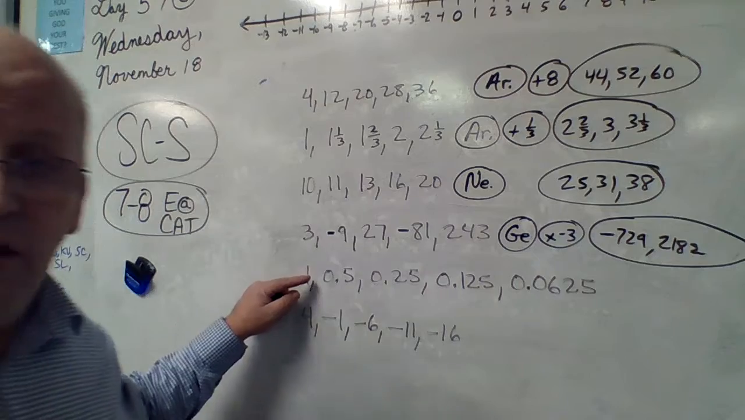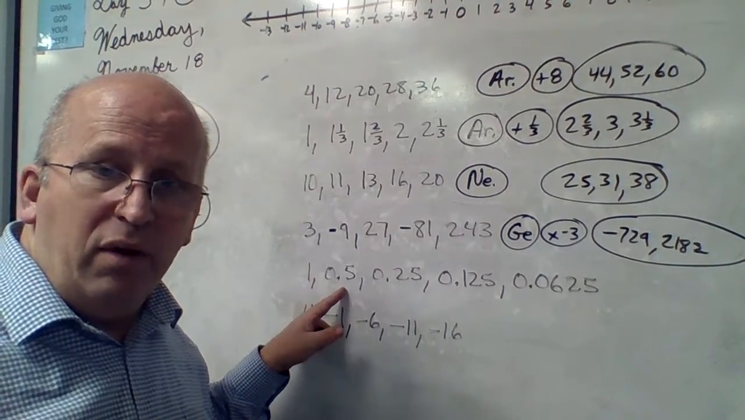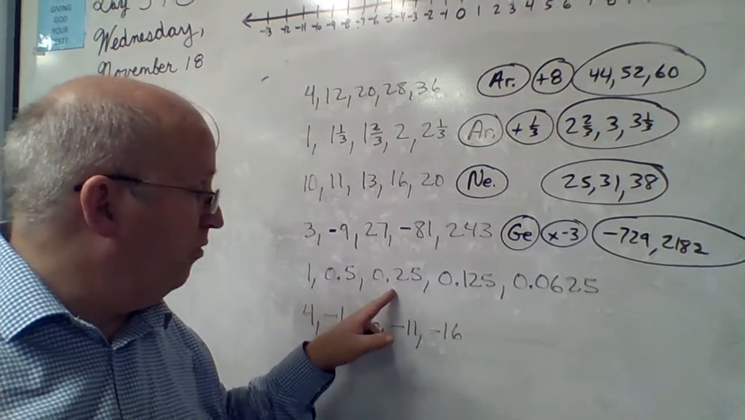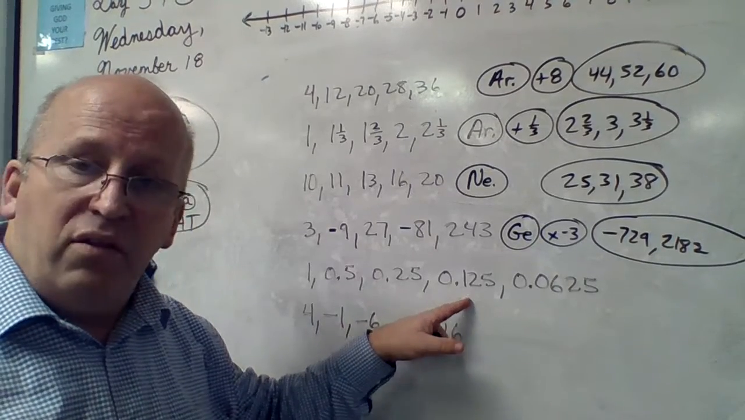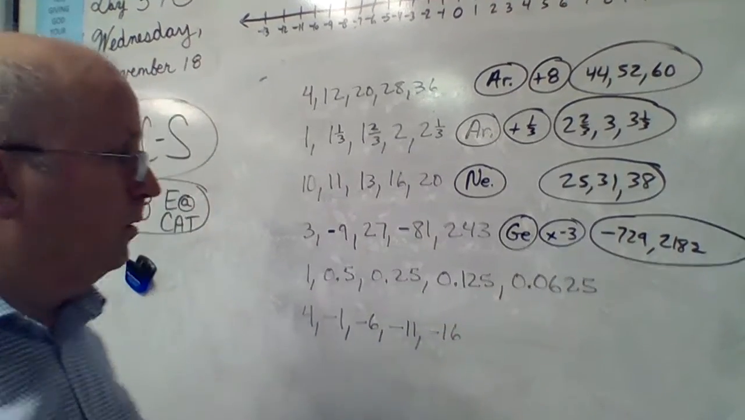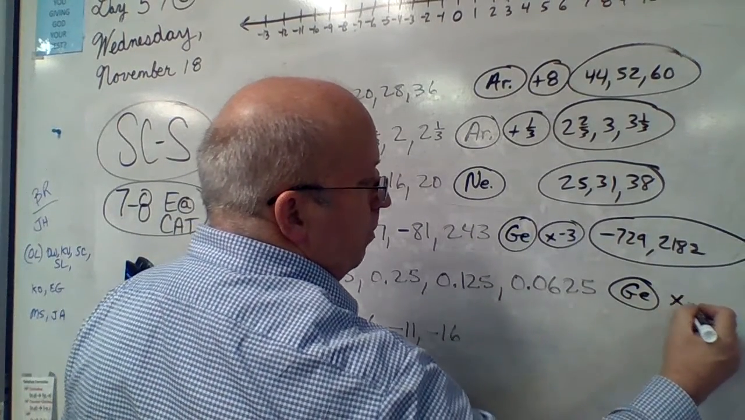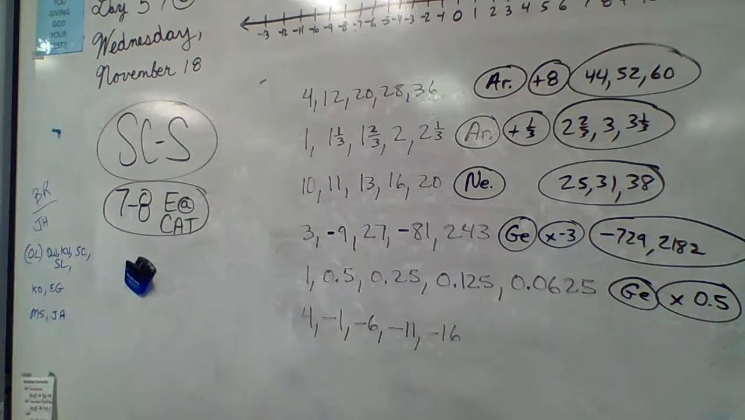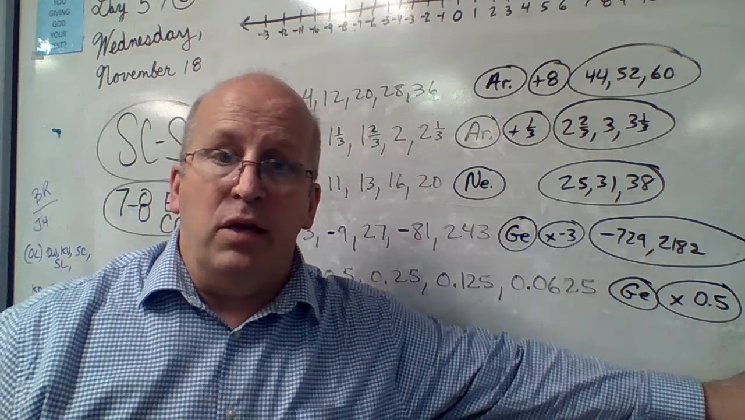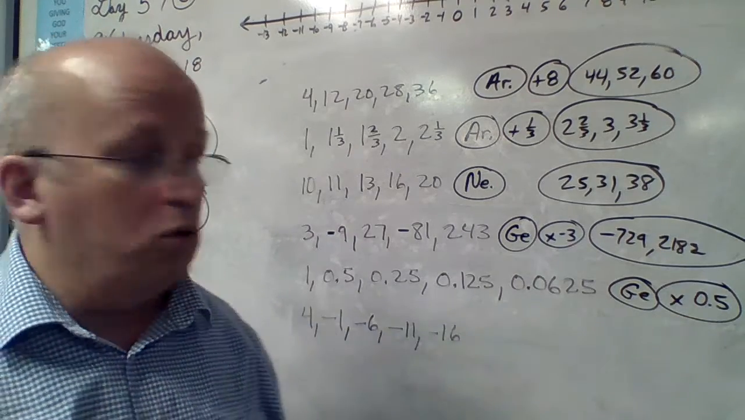If you punch out on your calculator 1 times 0.5, you're going to get 0.5. Then take 0.5 times 0.5, you get 0.25. Then take 0.25 times 0.5, you get this number. Then take this number times 0.5, you get this number. This is definitely geometric, right? And we're multiplying by 0.5. That's our pattern. Again, I'm not going to figure those out because you can do that on the calculator. The next three numbers in the pattern would get smaller and smaller as time goes by.